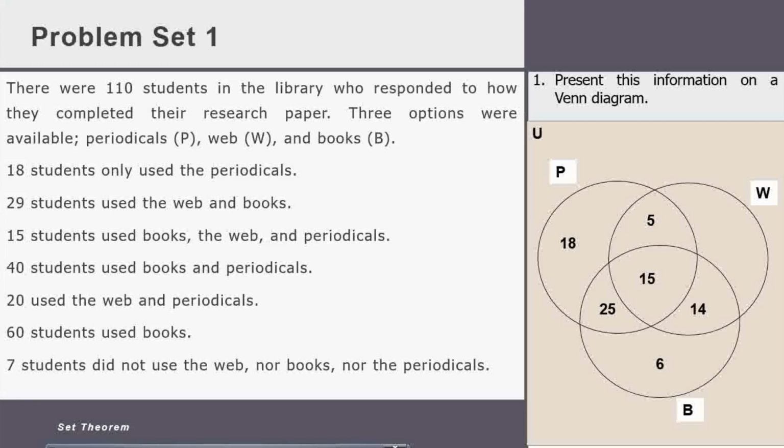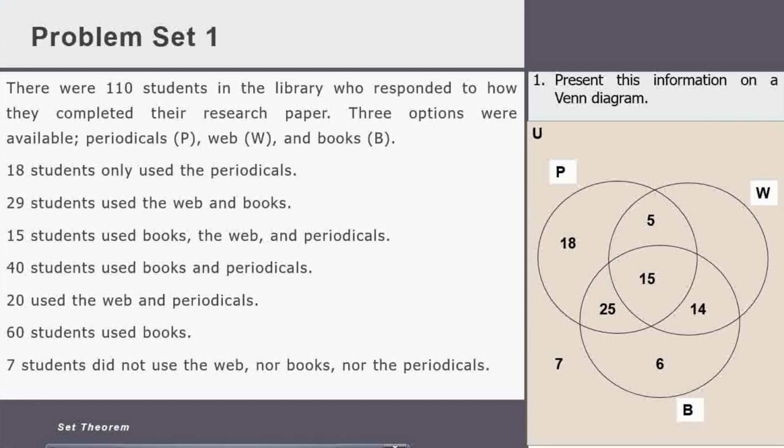We move on to the next part. We are told that 7 students did not use the web, nor books, nor the periodicals, meaning that these 7 students did not use any of these 3 options that we have. It means that the 7 will not be part of any of these 3 sets. Instead, it will be outside these 3 sets. Because it is part of the 110, which is our universal set, we will add this 7 within the universal set, but not in any of these sets. So to do that, we'll simply put it outside these sets and the 7 will sit on its own outside the 3 sets.